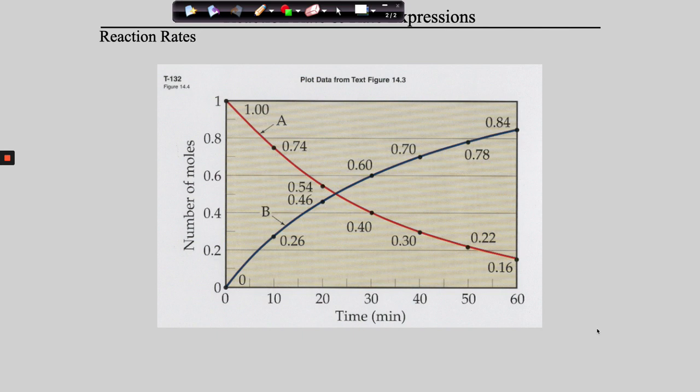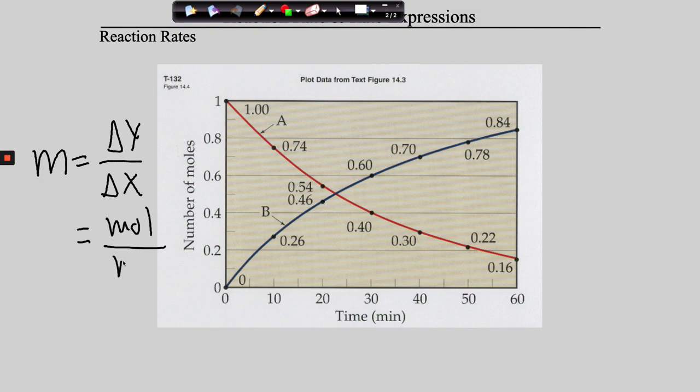The slope. Guys, I know that for some of you, math is not your native tongue. It's slope. So guys, if you don't understand this for whatever reason, that's fine. But slope, m, is rise, change in y over x. So it's rise over run, change in y over change in x. Our rise is moles and our run is minutes.